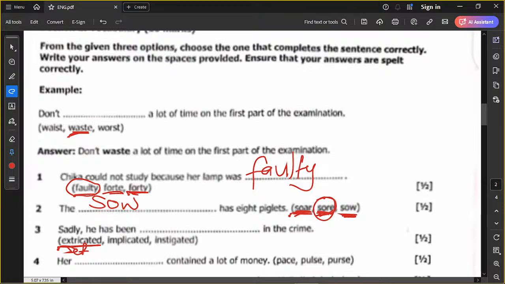Okay, implicated, that is to implicate you, is like to get you involved in a crime that maybe you didn't even participate in, then they just implicate you. Like your friend tells you to do something, then it leads you to be the offender of the crime. Okay, so that is implicated. To instigate is to influence, or to be influenced. So the correct answer here is implicated. Okay, implicated is the correct word.